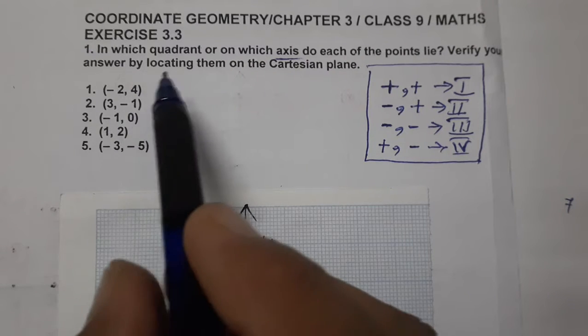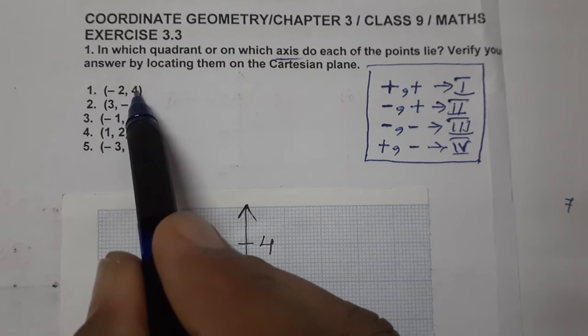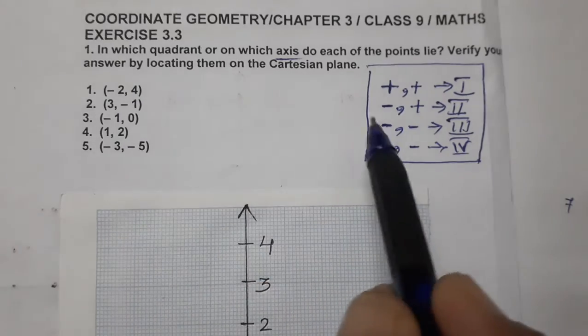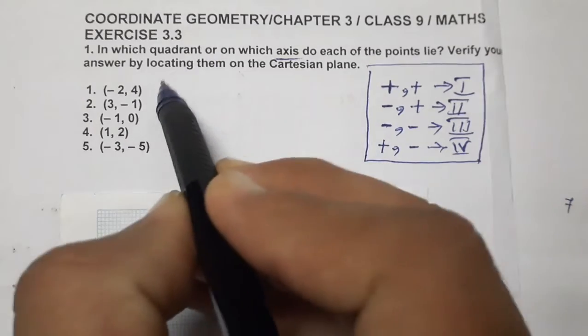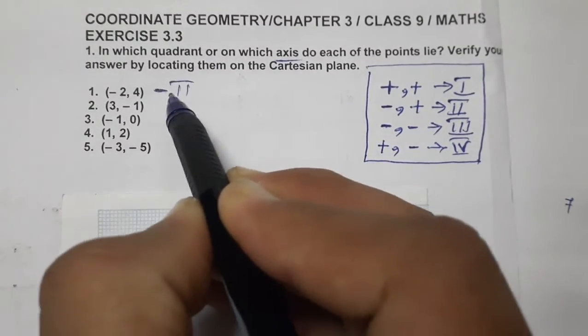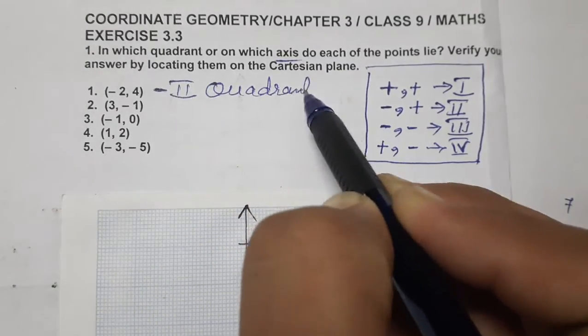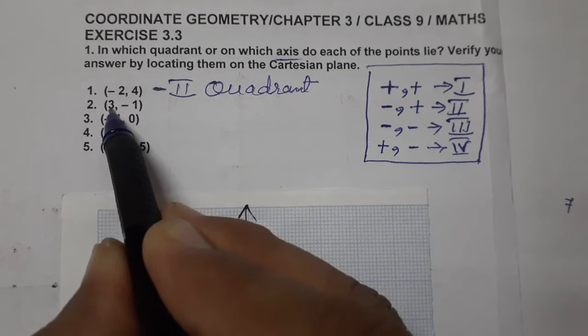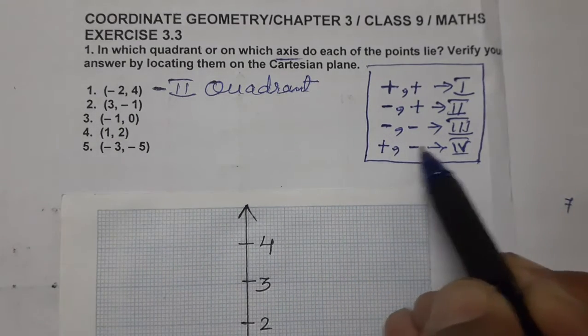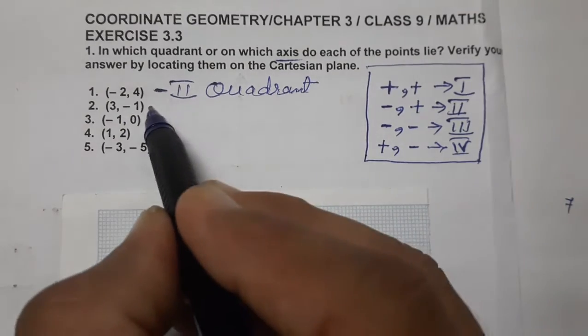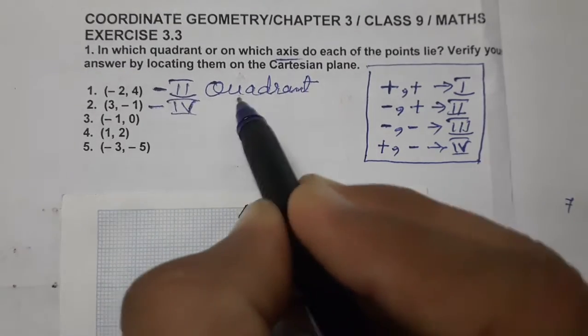In which quadrant does it lie? Minus 2, 4. Minus plus. So minus plus is the second quadrant. So the first answer is second quadrant. It lies on the second quadrant. Now see the second one. Plus minus. Plus minus lies on the fourth quadrant. So it is on the fourth quadrant.